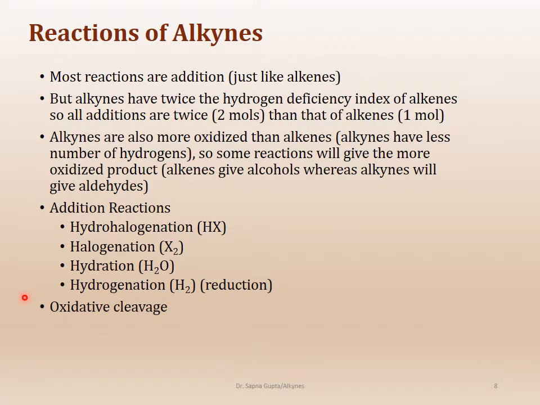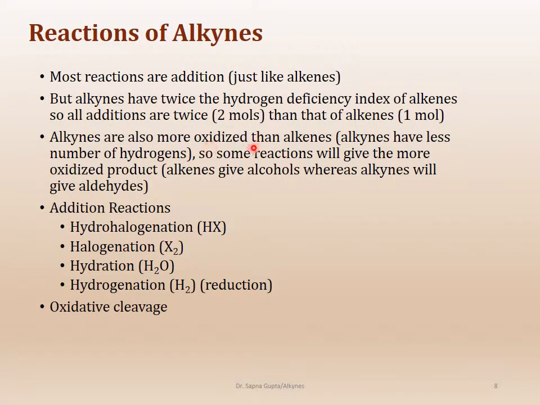Now for the reactions of alkynes, most of the reactions will be similar to alkenes, which means they're just addition reactions. But since alkynes have twice the hydrogen deficiency index, which means they have twice the unsaturation of alkenes, they will actually add on twice as much as alkenes will. So if alkenes were reacting with only 1 mole of bromine, alkynes will react with 2 moles of bromine. That's how the unsaturation works for alkynes.